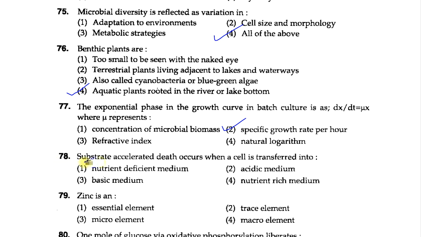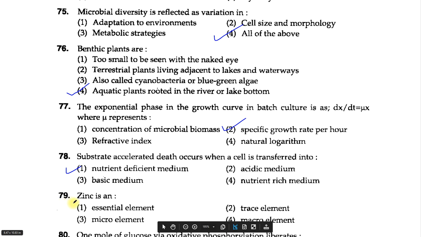Question 78. Substrate accelerated death. Death occurs when a cell is transferred into 1. Nutrient deficient medium, 2. Acidic medium, 3. Basic medium, 4. Nutrient rich medium. So the correct one is the nutrient deficient medium. In prokaryotes and eukaryotes, when the cells are exposed to less substrate, that can limit their growth rate.